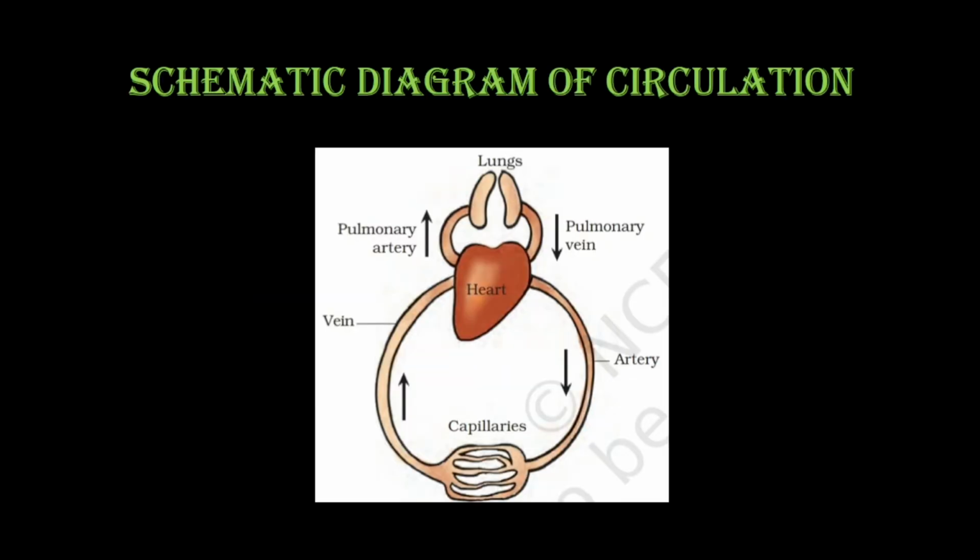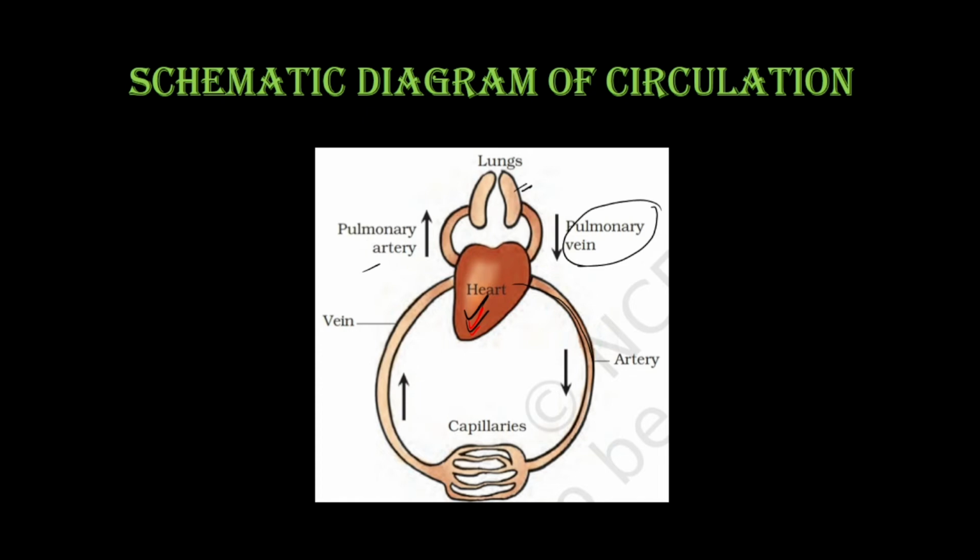Now let's see what function is performed by these blood vessels in the circulation of blood. So this is the heart, right? First of all, the blood comes to the heart through pulmonary vein. And this one is pure blood and it comes from the lungs after purification. This pure blood goes through artery to various organs, right? Now from different organs, the impure blood again comes to the heart through vein. Now this impure blood goes from heart to lungs for purification through pulmonary artery.